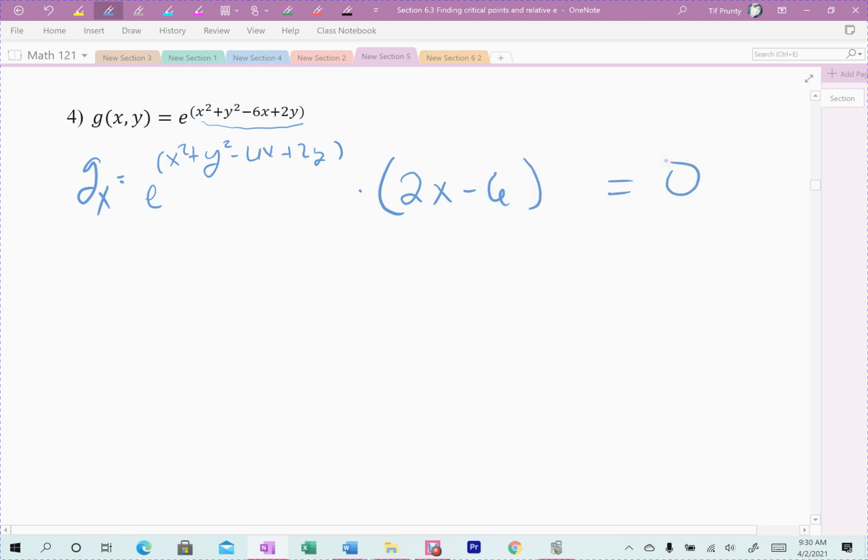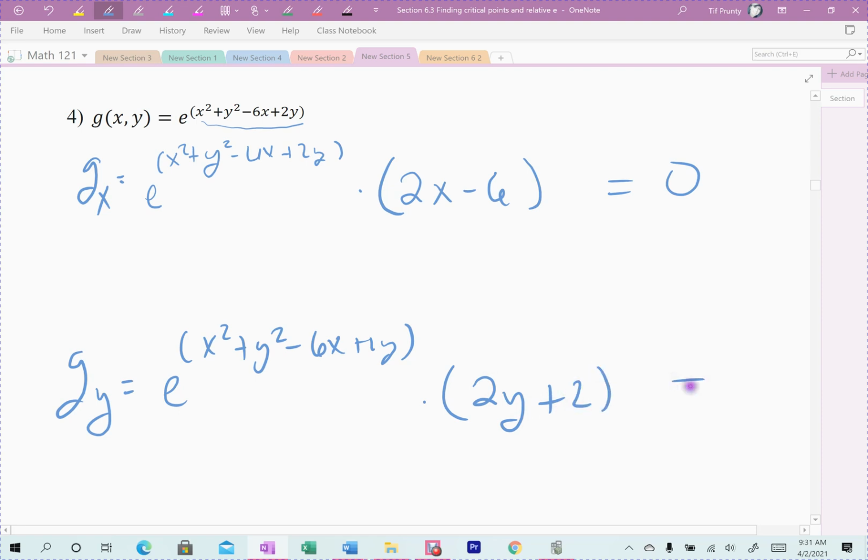Set it equal to 0. Alright, g sub y. Start off exactly the same way. E to the x squared plus y squared minus 6x plus 2y. But then when I multiply by the derivative of the inside, I get a different expression because I'm taking the derivative with respect to y. Now I get 2y plus 2. Set it equal to 0.